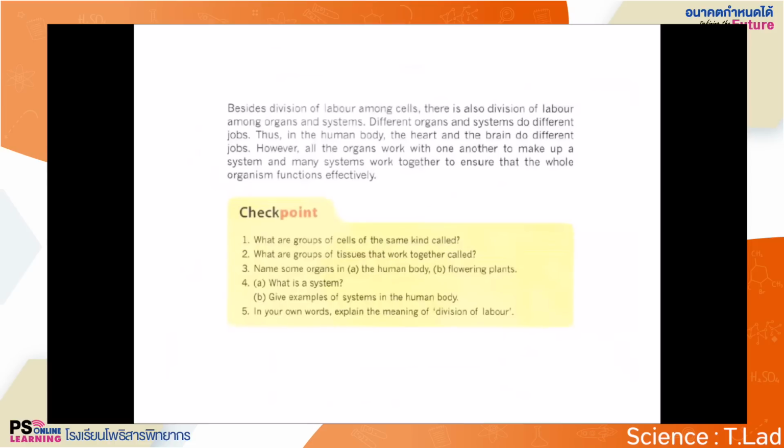Besides division of labor among cells, there is also division of labor among organs and systems. So different organs and systems do different jobs. Thus, in the human body, the heart and the brain do different jobs. However, all the organs work with one another to make up a system. And many systems work together to ensure that the whole organism functions effectively.